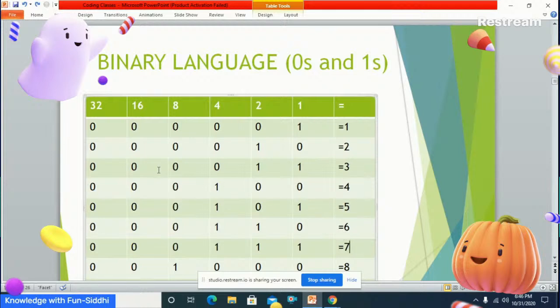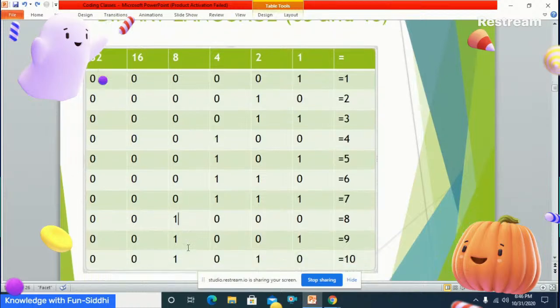Very good. Karma, you rock it. Okay, your answer is correct. It is 1001. Why? Because आप 8 की place value पे 1 लिखेंगे and then 1 की place value पे 1 लिखेंगे. So 1 plus 8 plus 1 is how much? 9. So that gives you 9.